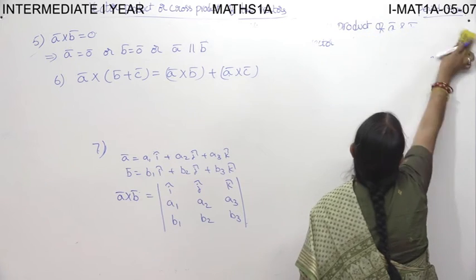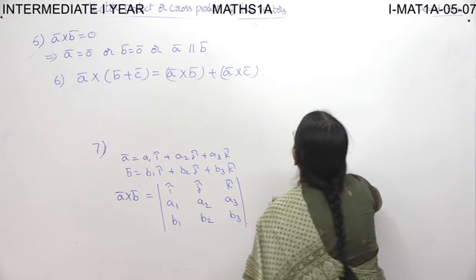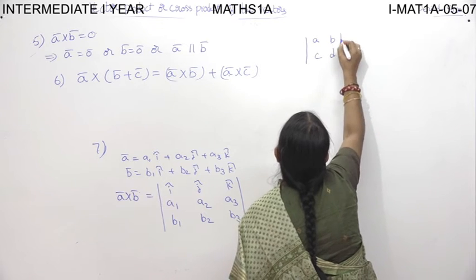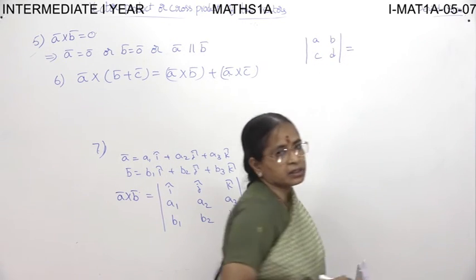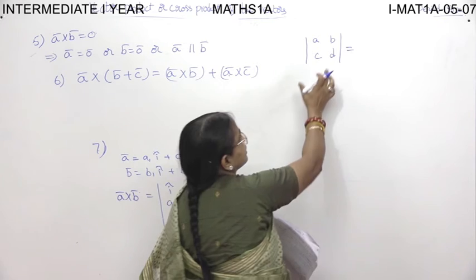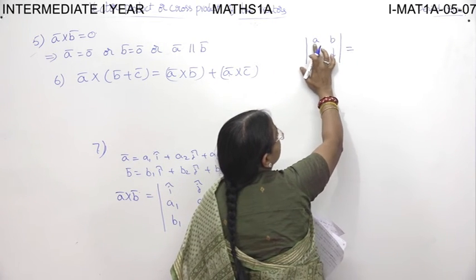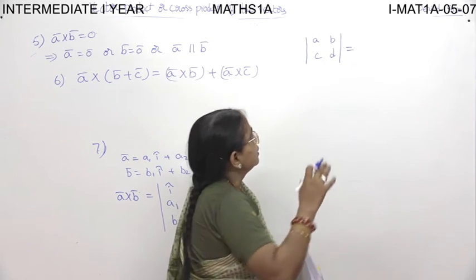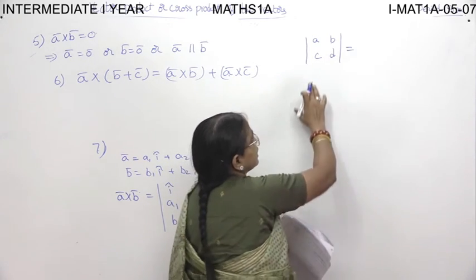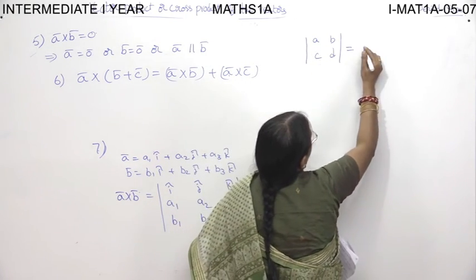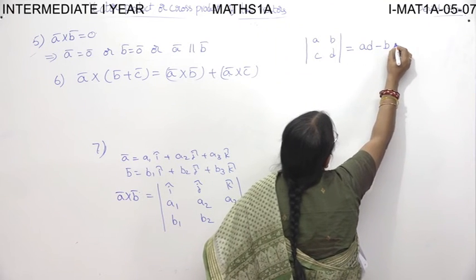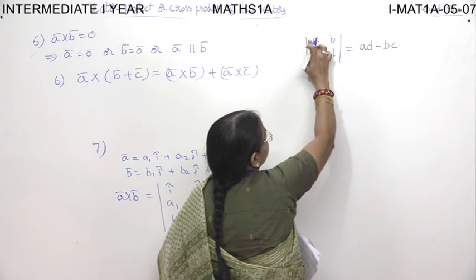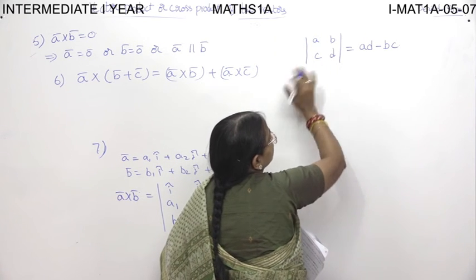See, suppose that you have a 2 by 2 matrix like this, A, B, C, D. Here these are 4 numbers, and they are placed in the form of a square matrix like this. So the determinant is AD minus BC. This is called the determinant of this square matrix. So when we put bars, it means it is the determinant value.